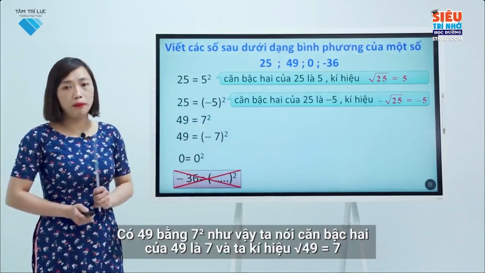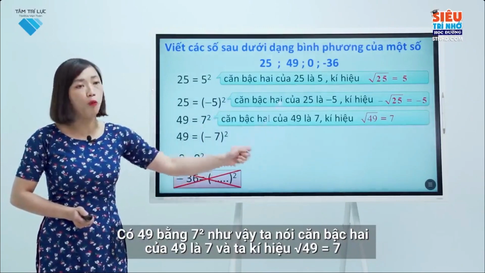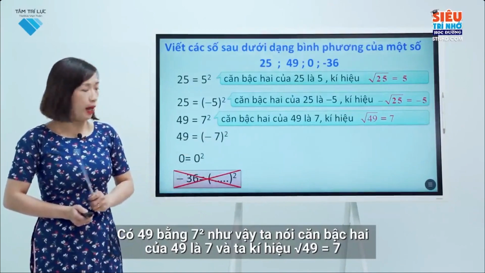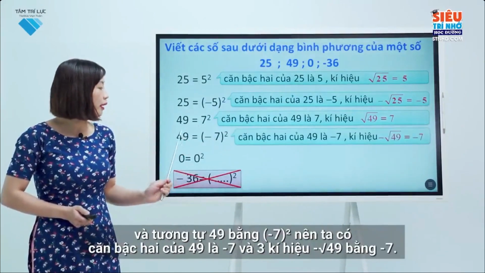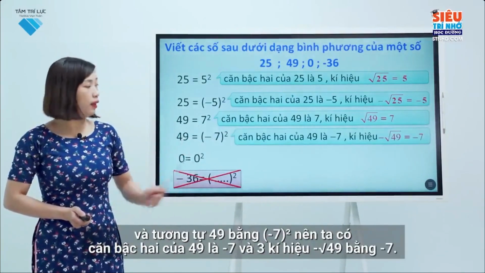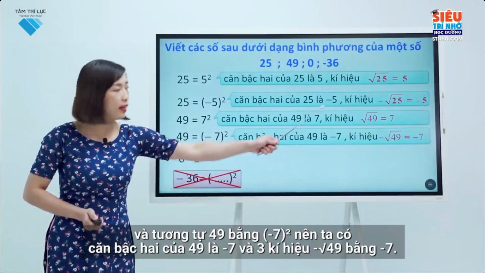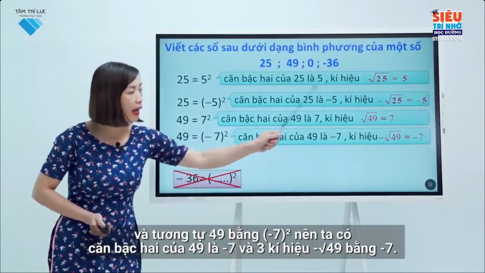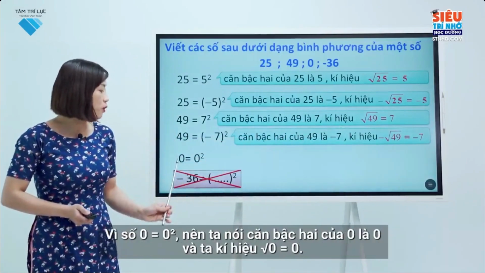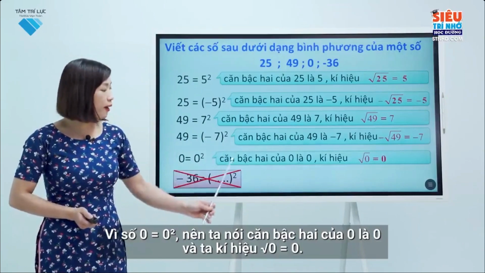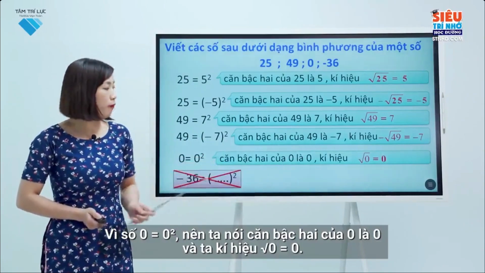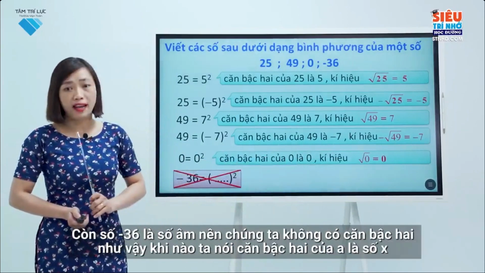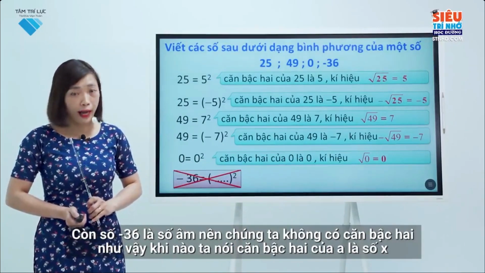Because 7 squared is equal to 49, we say the square root of 49 is 7. And we sign square root of 49 equals 7. Similarly, negative 7 squared is equal to 49, so we say the square root of 49 is negative 7. And we sign negative of the square root of 49 is equal to negative 7. Because 0 squared equals 0, we say the square root of 0 is 0, and we sign square root of 0 equals 0. Because negative 36 is a negative number, we don't have the square root.